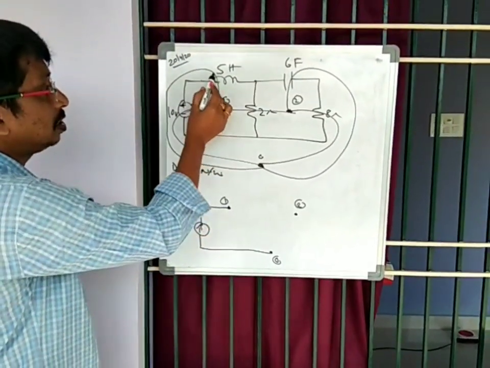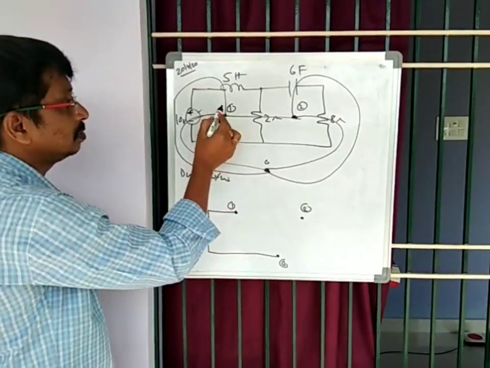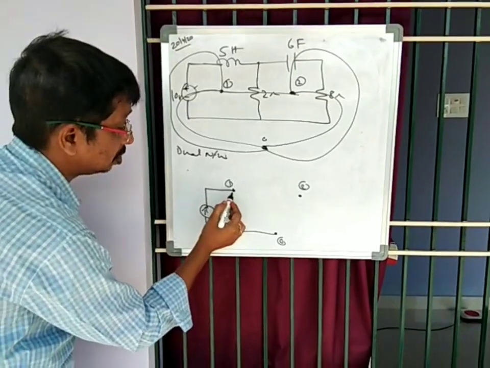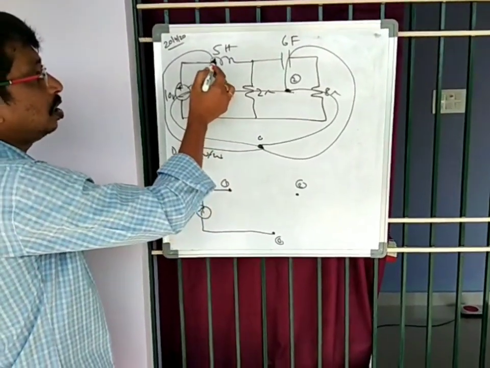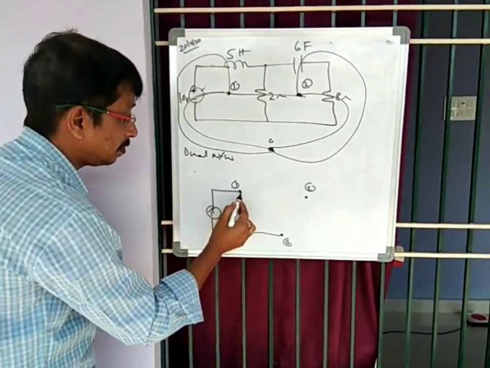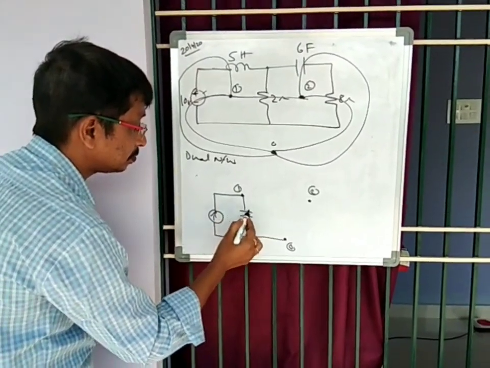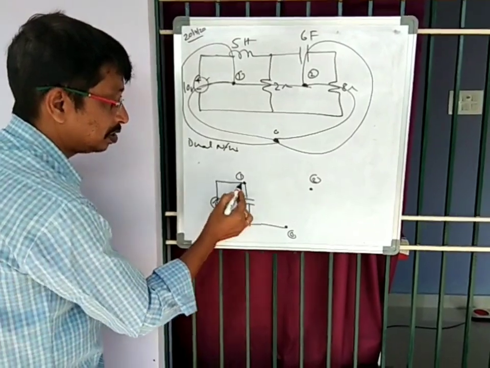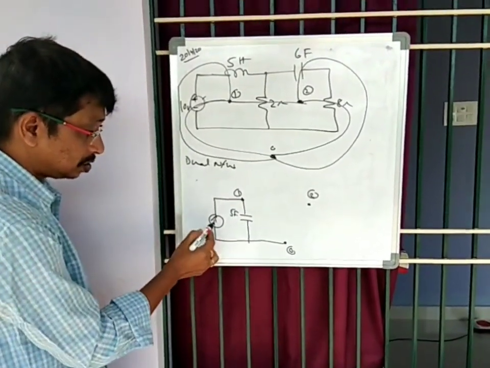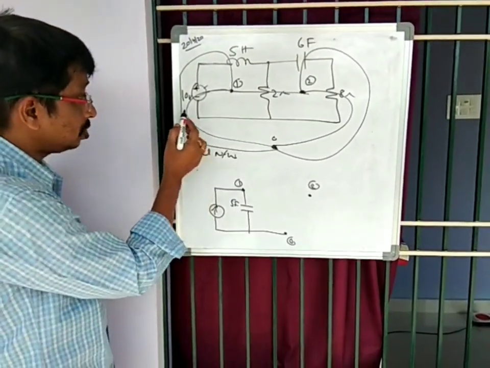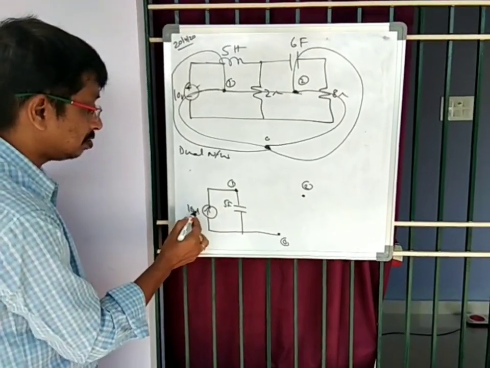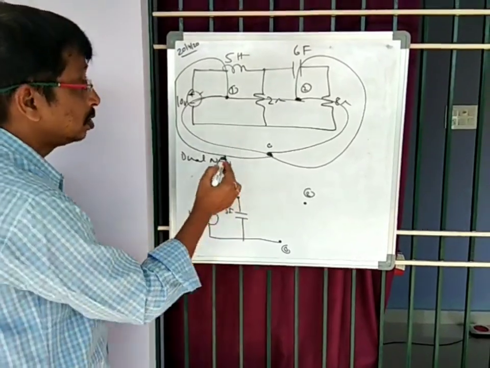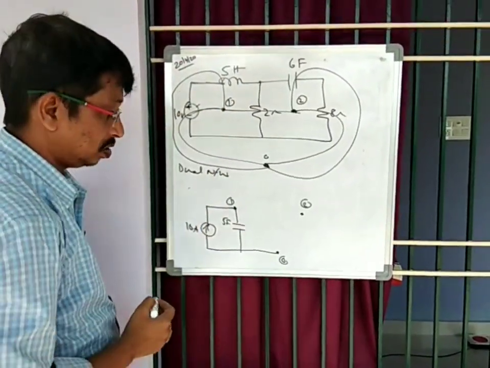Next there is one more element, the 5 Henry inductor between 1 and 0. That is also to be drawn here between 1 and 0. The dual of the 5 Henry inductor is a 5 Farad capacitor. That is drawn between 1 and 0. Here also the value of the current source will become 10 amperes. Here it is 10 volts, it is 10 amperes. So this element is also over.